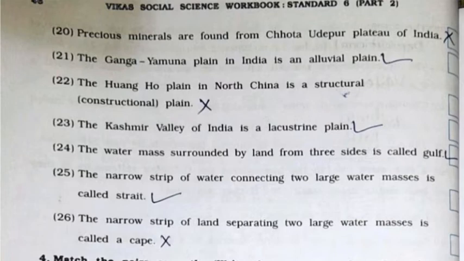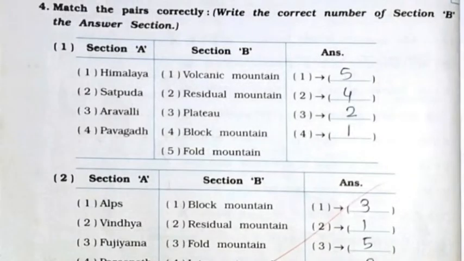26. The narrow strip of land separating two large water masses is called a cape, it is false. Now we'll continue with question number 4, that is match the following. First section, first one, Himalaya, it's option number 5, fold mountain. Second, Satpura, it's option number 4, block mountain. Third, Aravalli, it's option number 2, residual mountain. Fourth, Pavagad, it's option number 1, volcanic mountain.